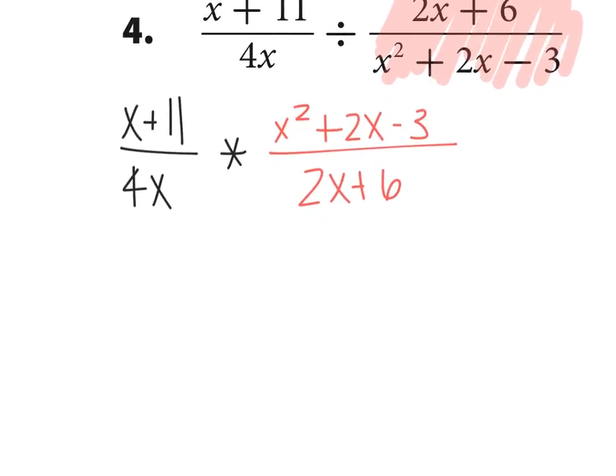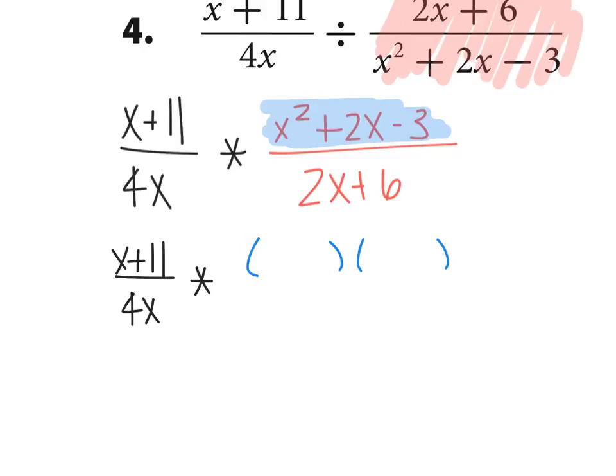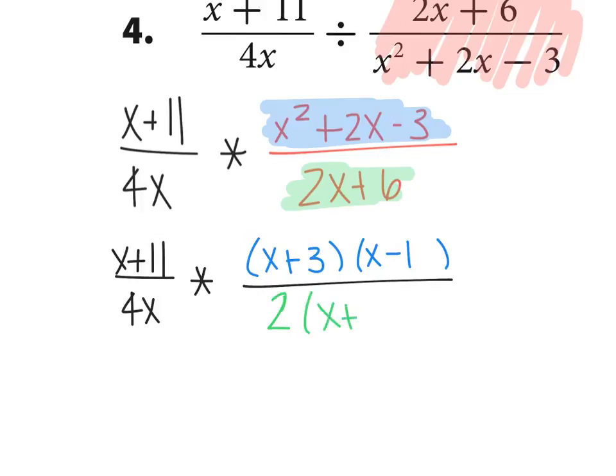So we'll still have x plus 11 divided by 4x multiplied by, okay, can I factor x squared plus 2x minus 3? Yes. Into x plus 3, x minus 1. Divided by, and Joe, I heard you say we could factor the 2 out of 2x plus 6. So it's a GCF, so 2 times x plus 3. Whew. Okay.